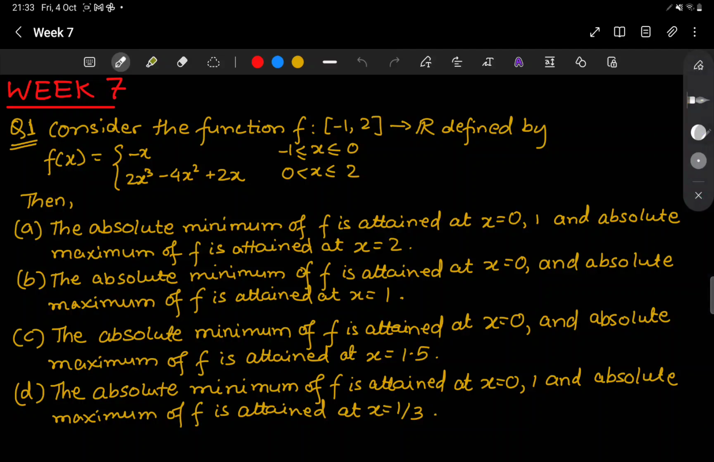Option A, the absolute minimum of f is attained at x equals 0, 1, and the absolute maximum of f is attained at x equals 2. Option B, the absolute minimum of f is attained at x equals 0, and the absolute maximum of f is attained at x equals 1. Option C, the absolute minimum of f is attained at x equals 0 and the absolute maximum of f is attained at x equals 1.5. Or option D, the absolute minimum of f is attained at x equals 0, 1 and the absolute maximum of f is attained at x equals 1/3.